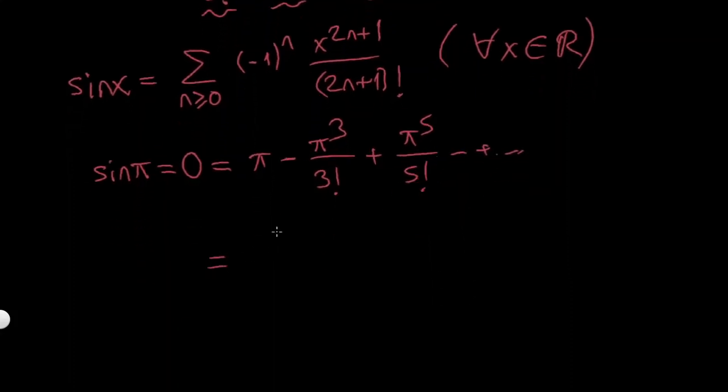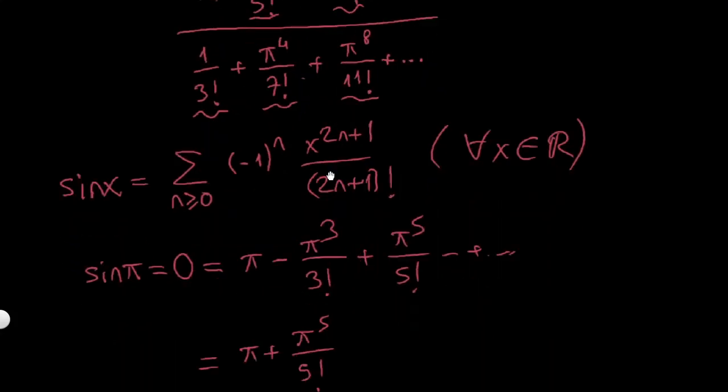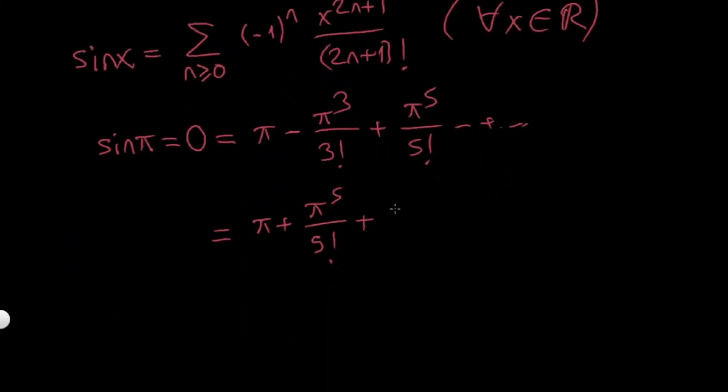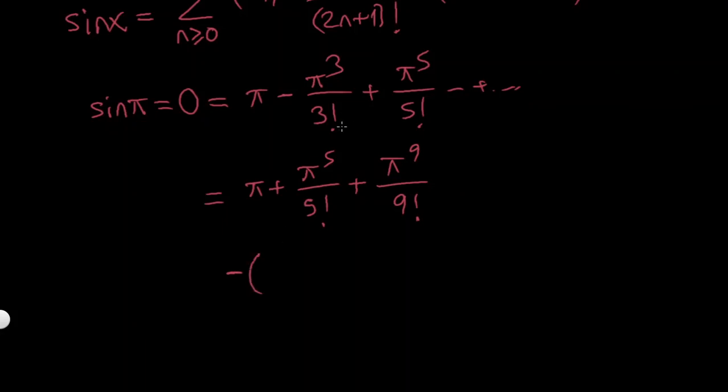Instead, to make it look a bit more familiar to our problem, I will group positive terms and negative terms. So I have pi plus pi to the 5 over 5 factorial, because also in my question I have my powers adding up by 4, also at the denominator. So I have pi to the 9 over 9 factorial, and you can also notice all of these are positives. And if I look at the negative terms, it's going to be pi cubed over 3 factorial plus pi to the 7 over 7 factorial, and it will go on like this.